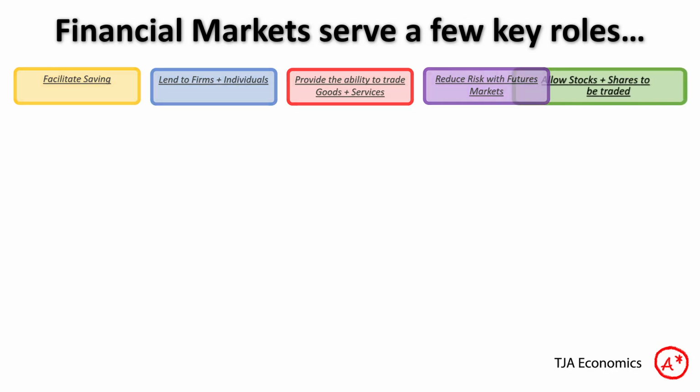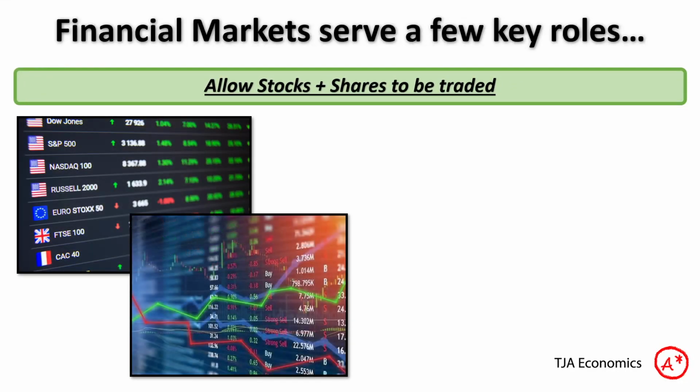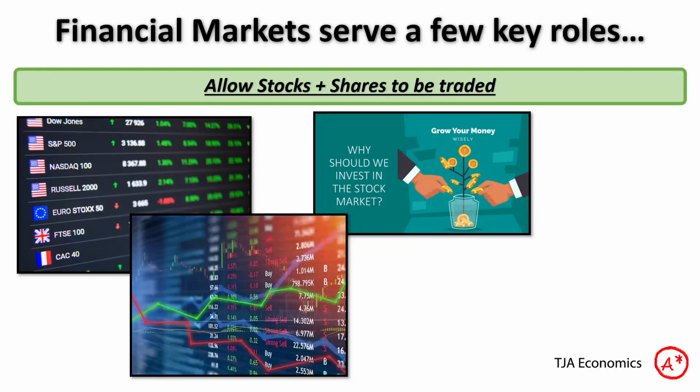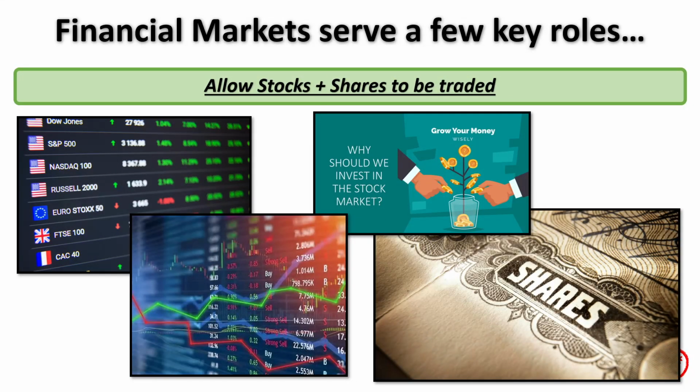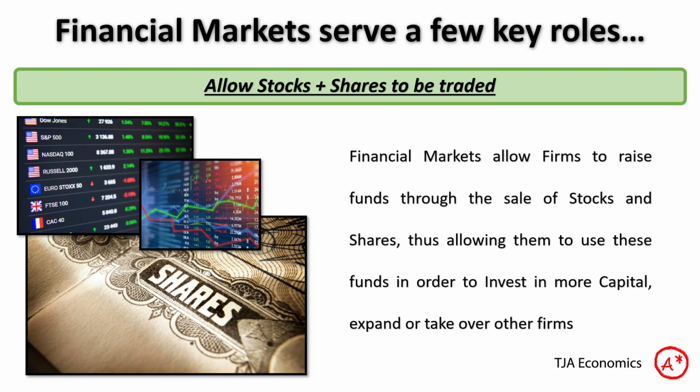Our last key role then, trading of stocks and shares. So again, think of the stock market, think of buy, buy, buy, sell, sell, sell. Basically, stocks and shares and the ability to trade them. It means that firms can much more easily raise funds through the sale of stocks and shares. We wouldn't be able to do that without financial markets, or indeed, it would be a lot harder.